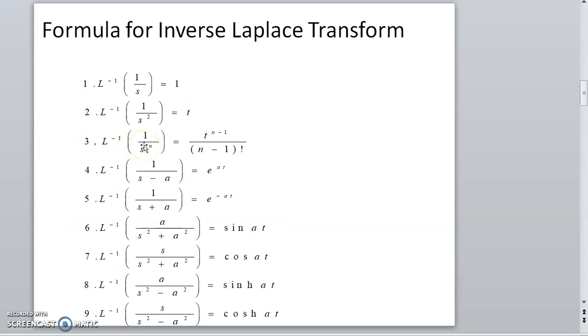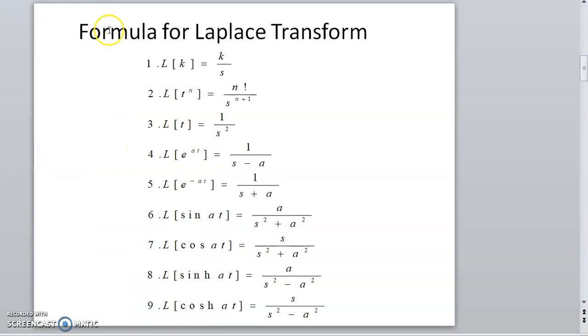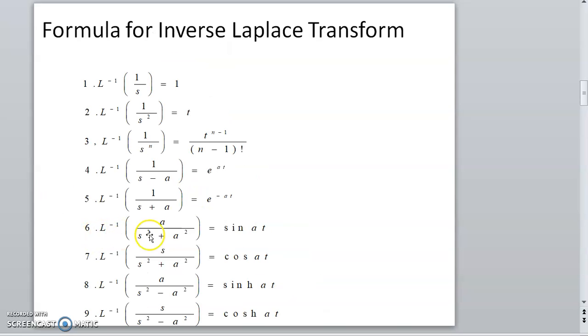Inverse Laplace transform is the reverse process of Laplace transform, that is, L inverse of k by s equal to k, L inverse of 1 by s squared equal to t, L inverse of 1 by s minus a equal to e power at, L inverse of 1 by s plus a equal to e power minus at. We see that L inverse of a by s squared plus a squared equal to sin at, L inverse of s by s squared plus a squared equal to cos at. Likewise.